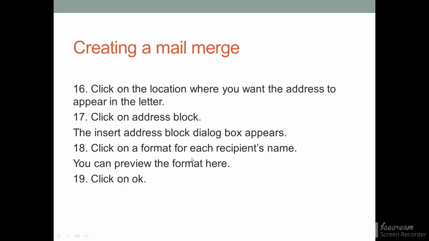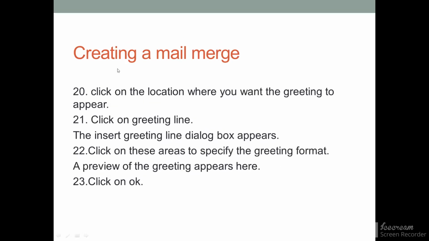18, click on the format for each recipient's name. You can preview the format here. Now you can write the format like name and surname. Okay, then click on OK. After that, 20th, click on the location where you want the greeting to appear. Like if you want the greeting to appear after the address, you can just click on that location. Now click on Greeting Line.